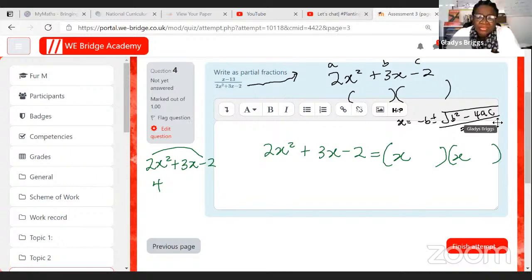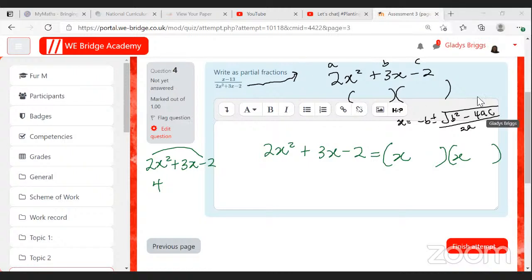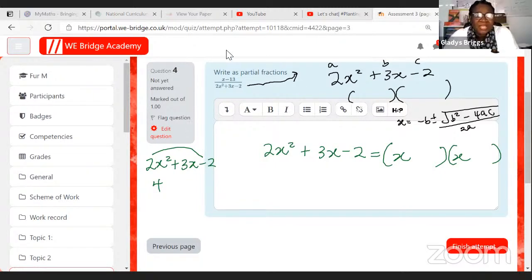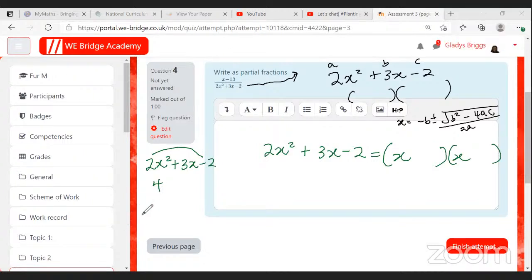What did you use to get 15 over 2? Did you use the formula? Yeah, I used the formula. Okay, let's wait for other people to do it and let me see, okay?